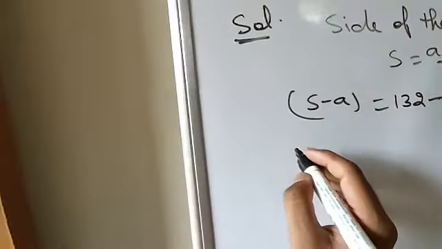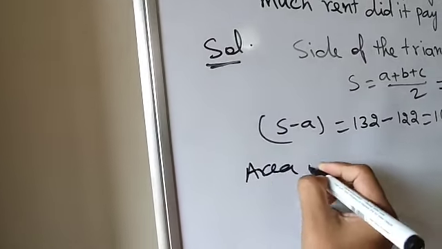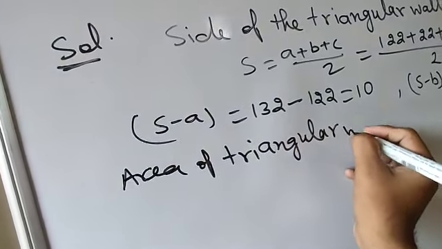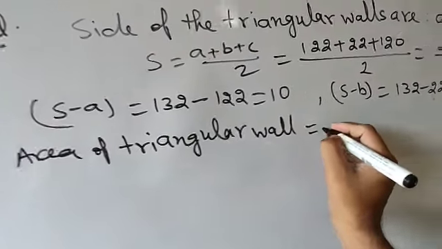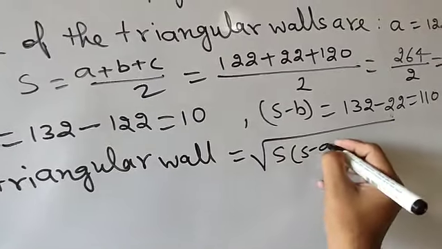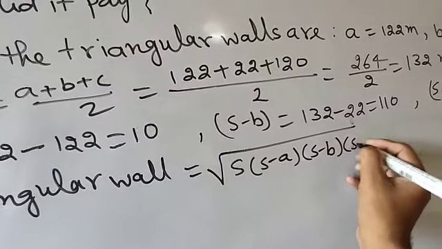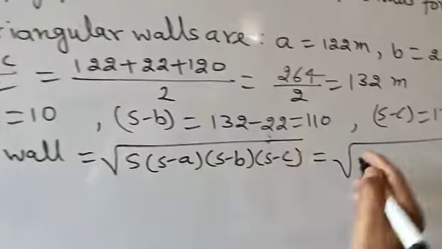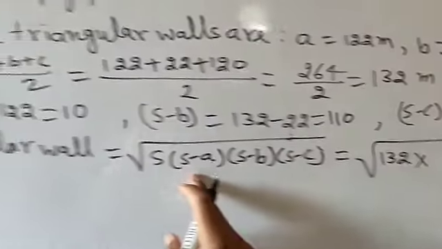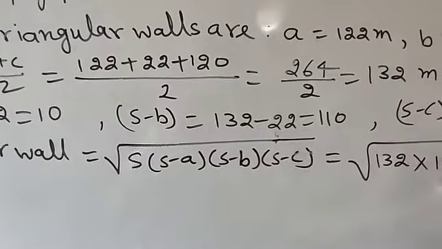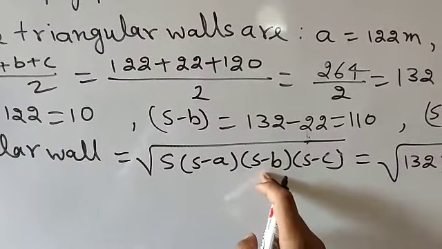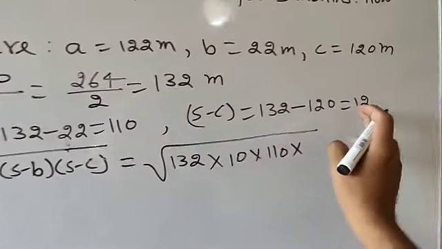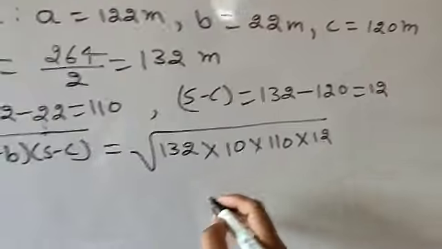Now you need to find the area of the triangular wall. So area of the triangular wall is equal to, the formula will be under root S into S minus A into S minus B into S minus C. It can be written as under root, put the values: S value is 132, into S minus A, I got 10, into S minus B, which is 110, into S minus C, which is 12.